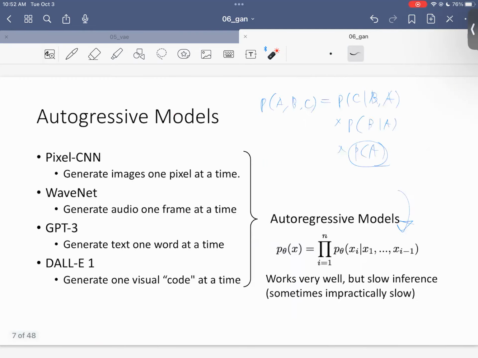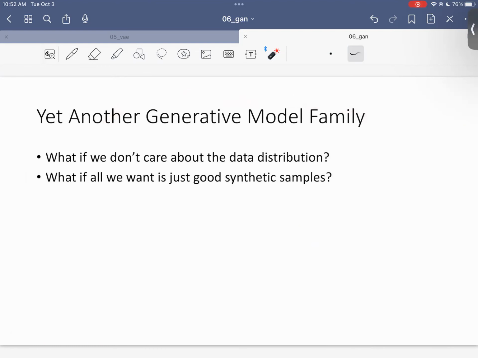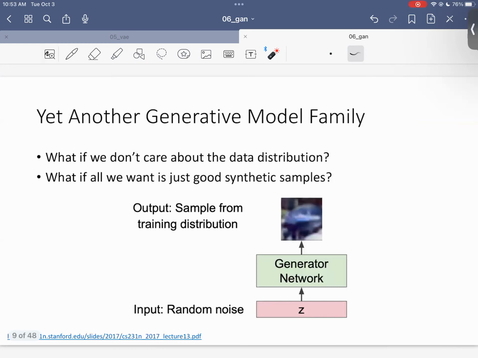But in this generative model family, which GAN is a member of, we don't care about the data distribution. We don't want to actively seek after a mathematical model, a parametric function that approximates the density of these images. We just want to generate good synthetic samples, and that's it. So we no longer care about the underlying distribution. We just want to sample from it. We just want to get images that are as real as possible, and that's all we care about. So that's where GAN comes in.